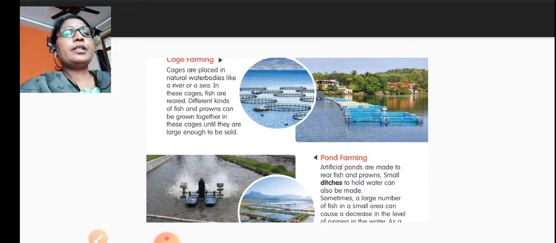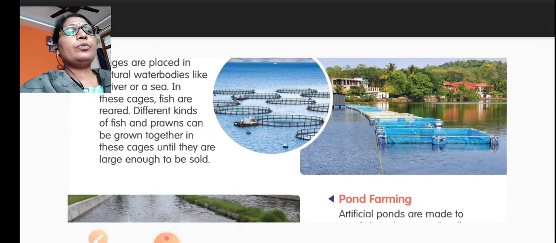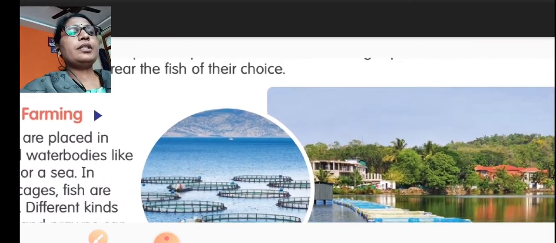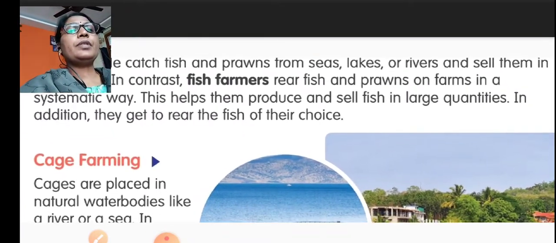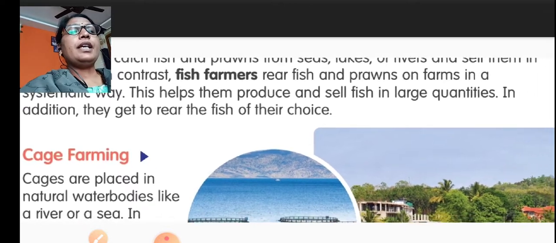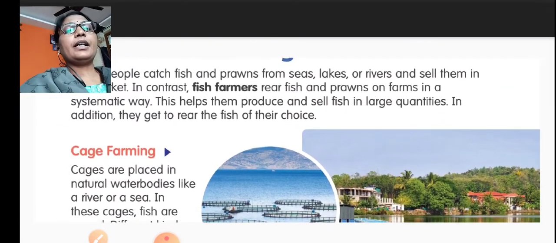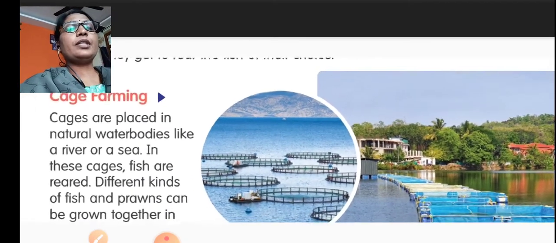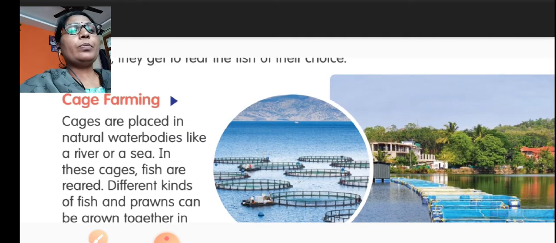Fish rearing farmers will grow fishes and also prawns. Other people catch fishes from seas, lakes or rivers and sell them in the market. In contrast, fish farmers rear the fish and prawns in their farms. Thus they take it as an occupation.